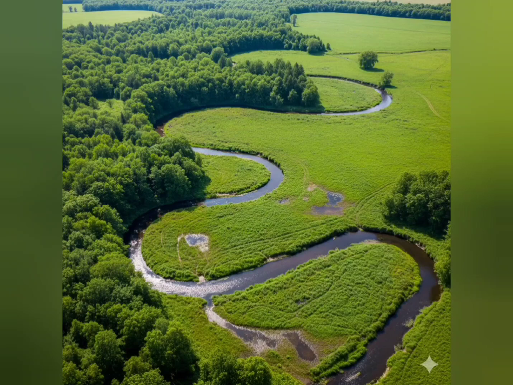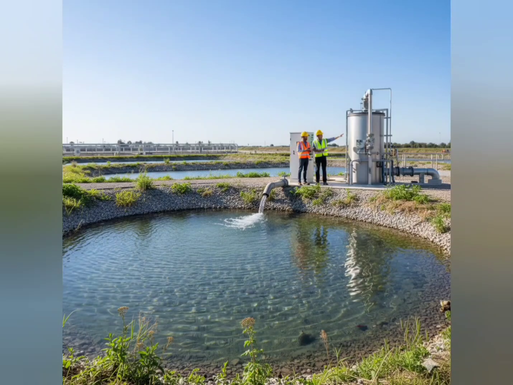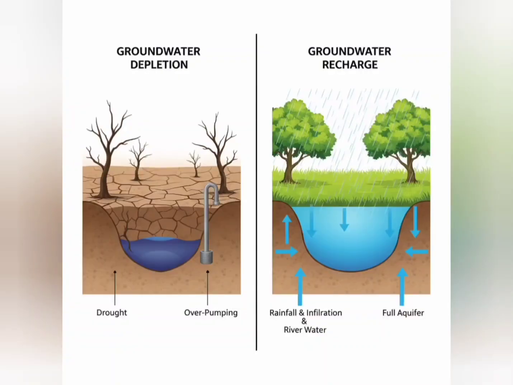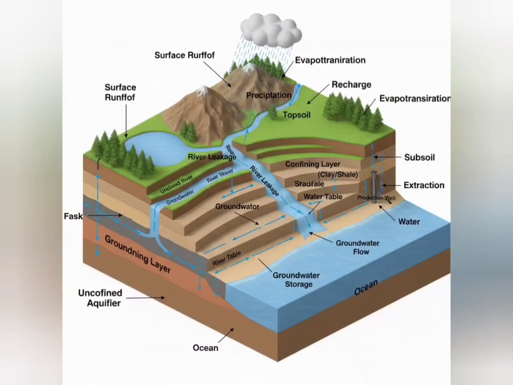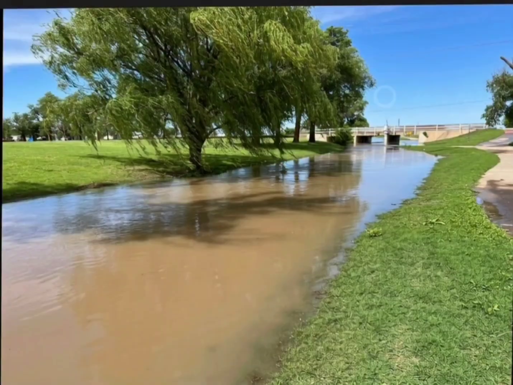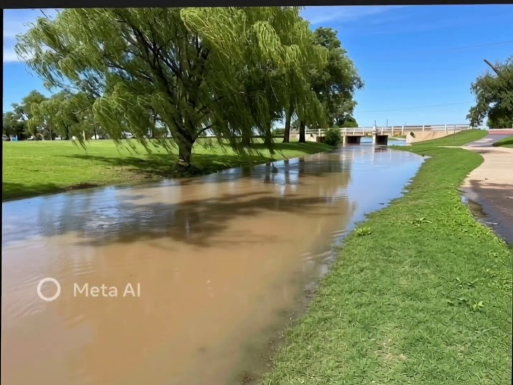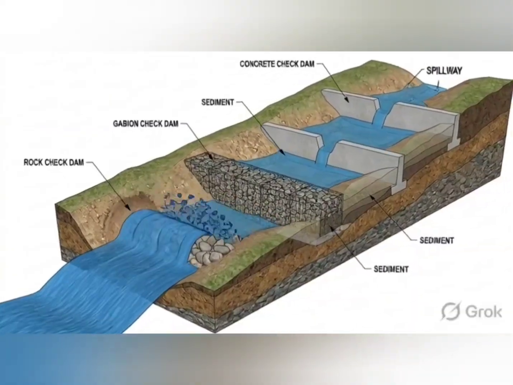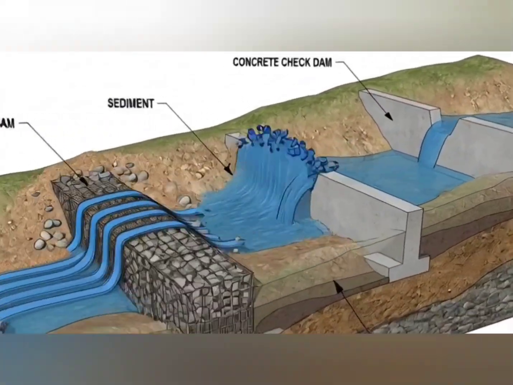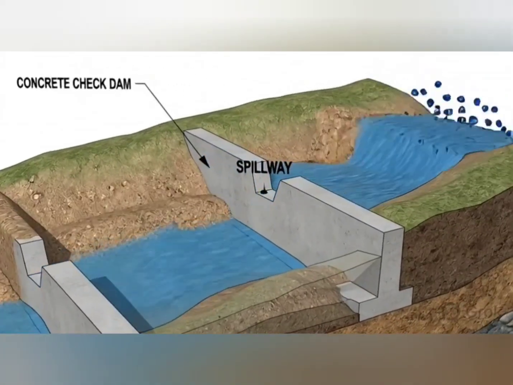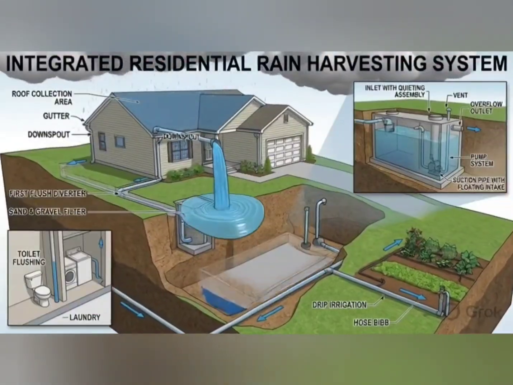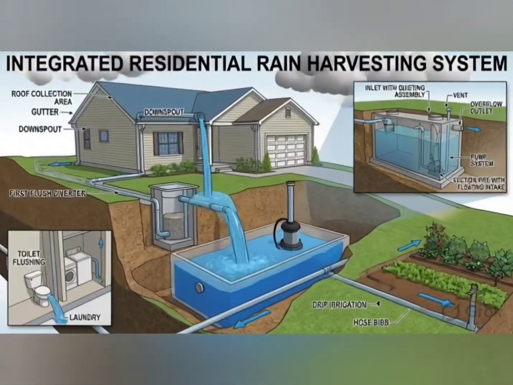Groundwater recharge ensures a continuous supply of water for wells, agriculture, drinking purposes, and ecosystems. Recharge can occur naturally through rainfall or artificially through methods such as recharge pits, check dams, and rainwater harvesting systems. Proper groundwater recharge is essential for preventing water scarcity, maintaining water balance, and supporting sustainable development.